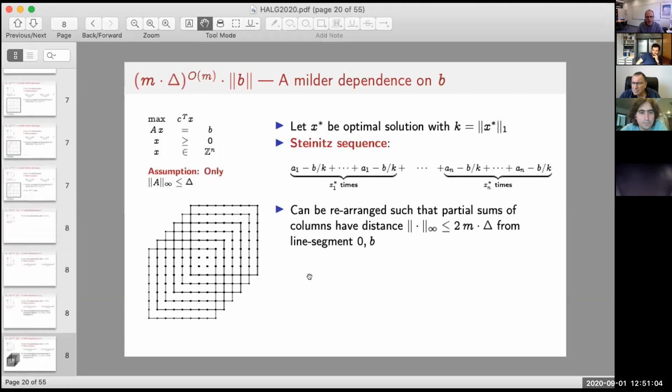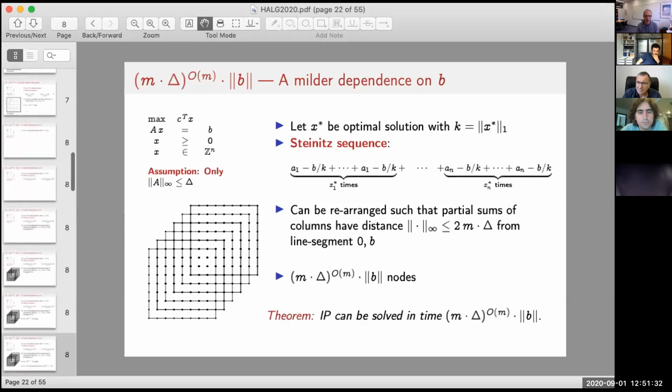So this is a kind of this picture here. We are smearing out this cube in the direction of B. And we know that there is a way to go from 0 to B within this sausage of stacked-up cubes. And we would have how many nodes? We would have essentially m times delta to the O of m times the norm of B nodes. And this is the running time, which is a milder dependence on the norm of B.